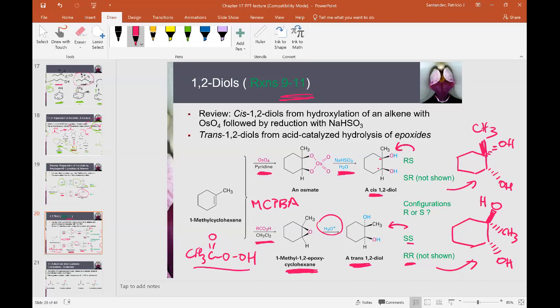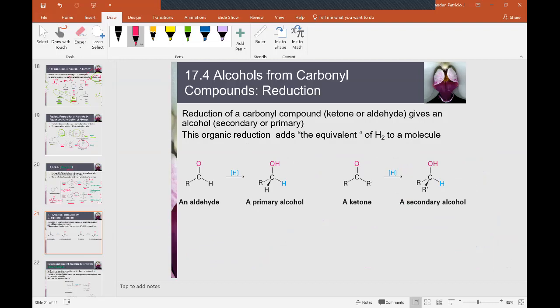All right, so there we have methods for synthesizing diols, alcohols from alkenes, and then in the next mini video, we will get to analyze and discuss the reduction of the carbonyl compounds to produce alcohol.